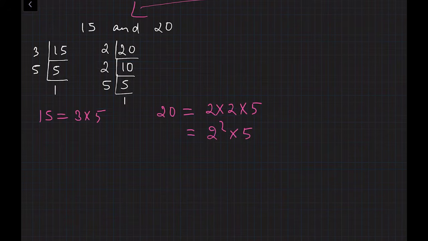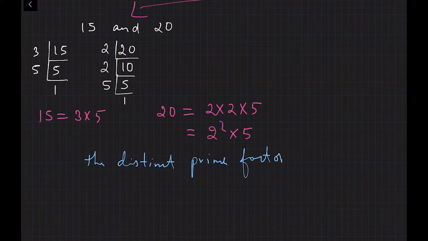After doing this, we need to identify all the distinct prime factors that are occurring in the prime factorization of both 15 and the number 20. Now we have 3, 5, here 2 and 5. So let us write down the distinct prime factors. The distinct prime factors are 2, 3 and 5. So these are the three distinct prime factors that are occurring in the prime factorization of 15 as well as 20. Here we have 3 and 5, we have considered both 3 as well as 5, and here we have 2 and 5, we have considered 2, and 5 is already considered here.